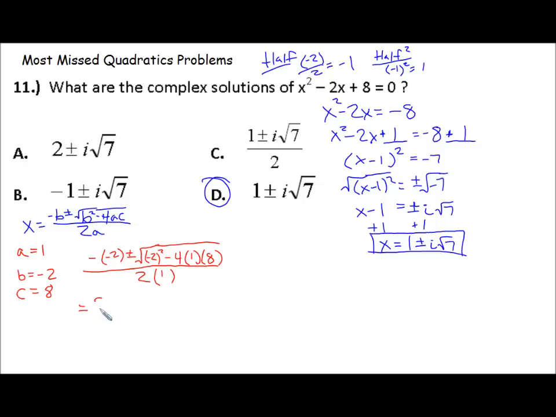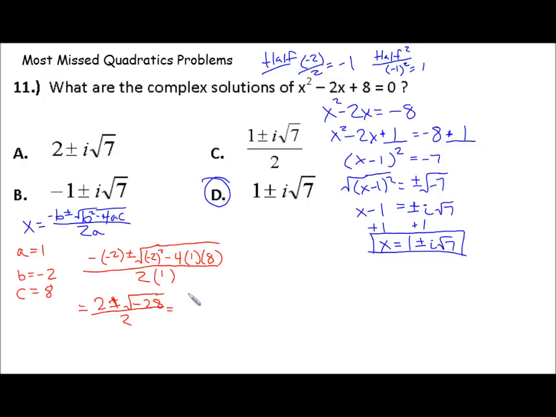Negative 2 we know is just positive. Plus or minus stays there. The square root's going to stay there as well, because I just want to evaluate what's underneath the square root. I don't want to actually take the square root yet. So negative 2 squared is 4. It's really saying 4 minus 4 times 8. And if you evaluate all that, you get minus 28. Square root of negative 28 over, and then 2 times 1 is just 2.